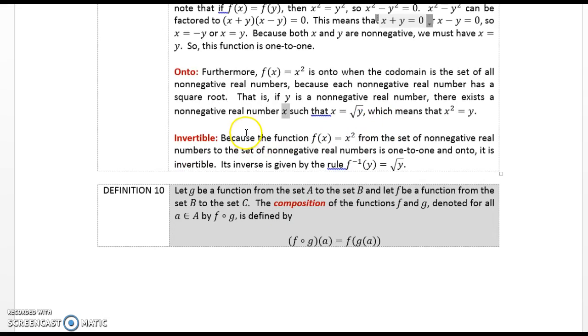Invertible. Because the function f(x) = x squared from the set of non-negative real numbers to the set of non-negative real numbers is one-to-one and onto, it is invertible. Its inverse is given by the rule f inverse of y is equal to the square root of y.